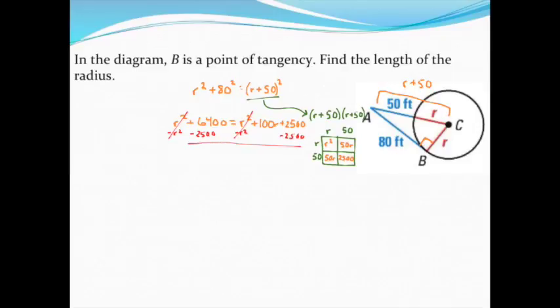6,400 minus 2,500 leaves me with 3,900, equal to 100r. If I divide both sides by 100, I find my radius. It turns out to be 39.